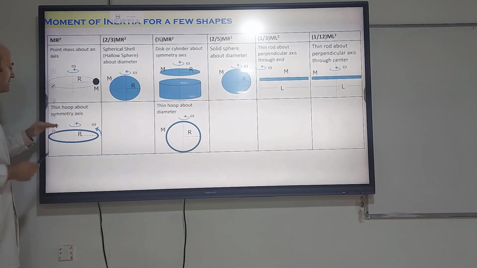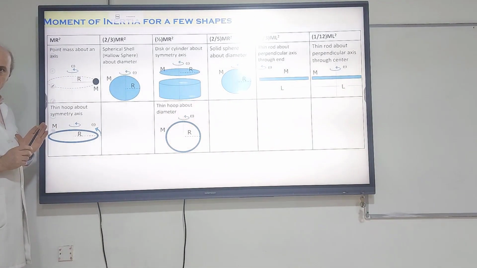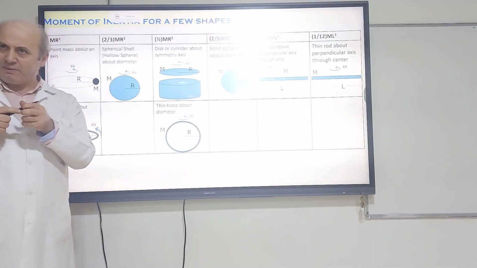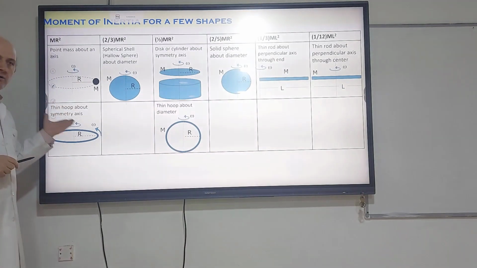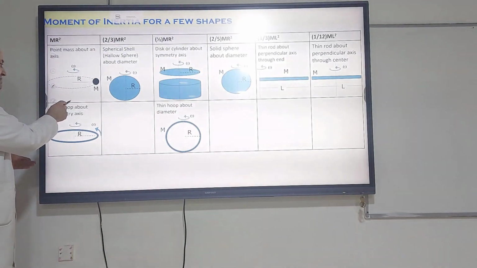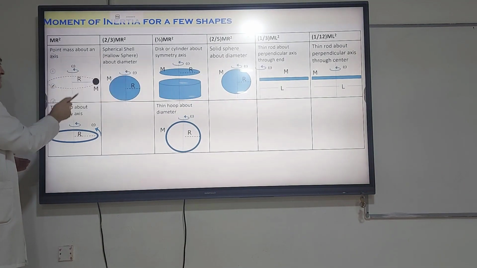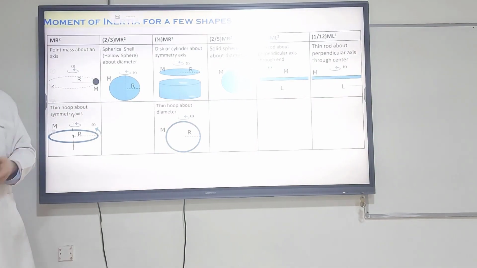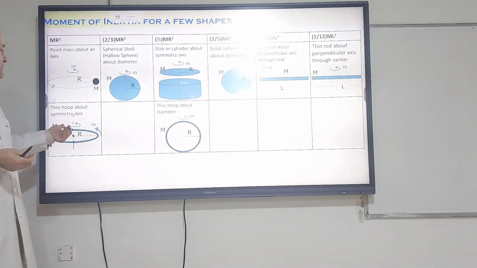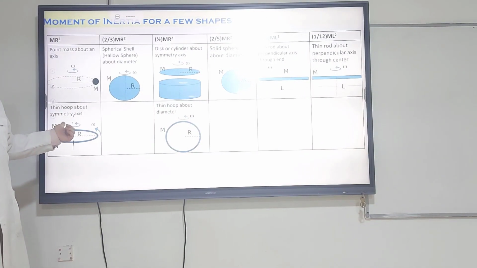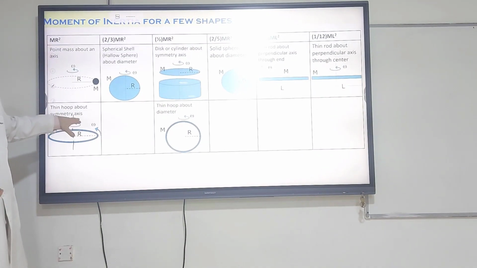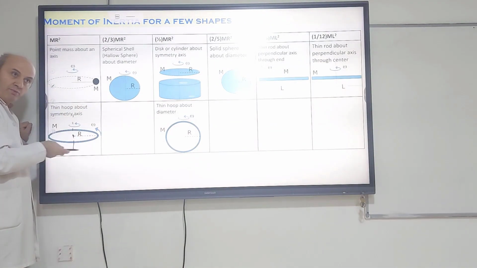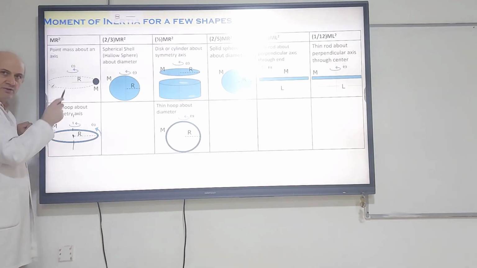The second one is the hoop about the symmetry axis. The best example is a bicycle wheel. If the bicycle wheel is rotated about its center, it is a hoop about the symmetry axis. The symmetry axis is the line which passes through the center. A bicycle wheel or the steering wheel of an automobile can also be thought of as a hoop about the symmetry axis. Both have the moment of inertia equation mr squared. Here m is the mass of the bicycle wheel, and r is the radius of the wheel.